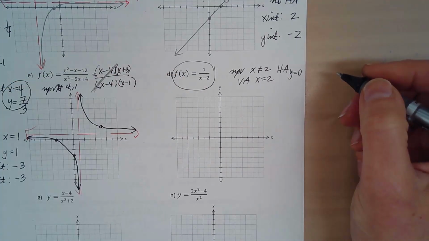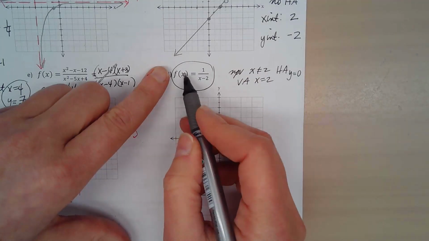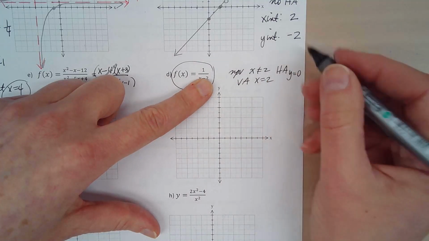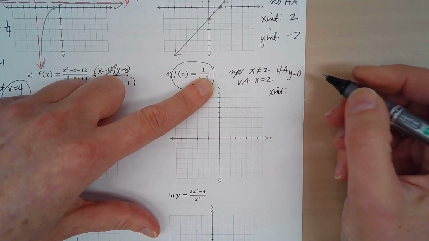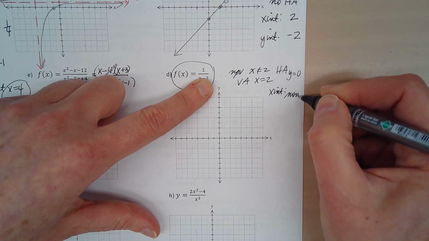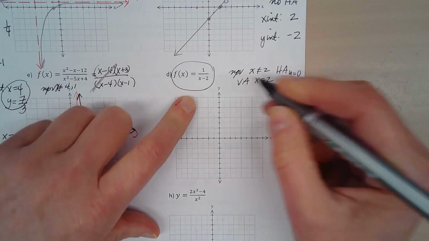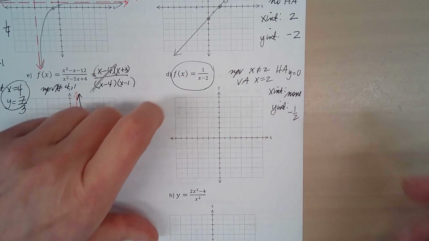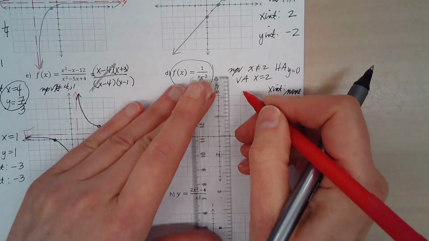Okay, how about x-intercept? Let's replace this with 0. So this disappears, so I get 0 equals 1. That means no x-intercept, right? Y-intercept, put a 0 here, so I get 1 over -2, -1/2. Okay? All right, so vertical asymptote 2.